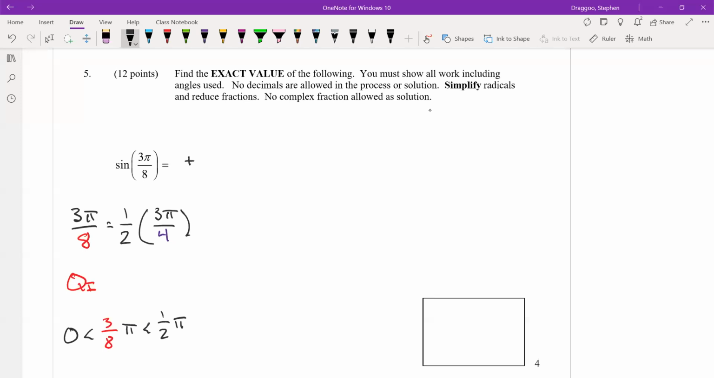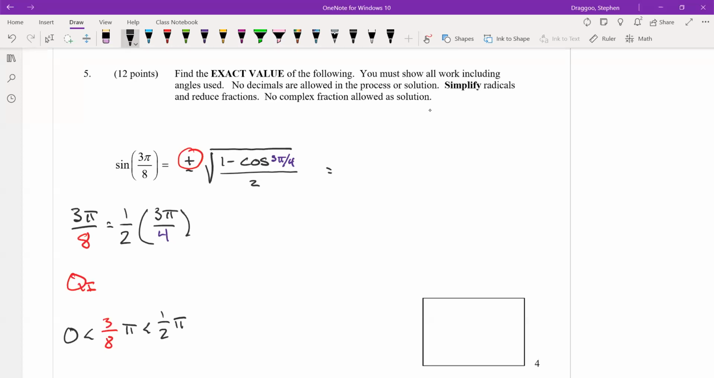And that half angle formula, plus or minus the square root of 1 minus cosine theta, or this one's going to be 3 pi over 4, all over 2. And because we're in the first quadrant, we'll take the positive value.